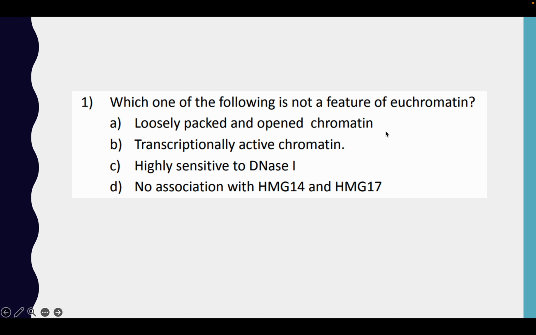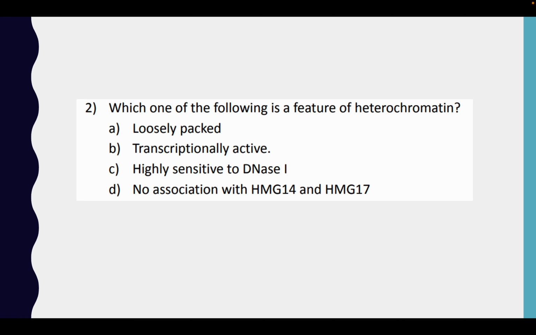So it is loosely packed and open chromatin, it is correct. It is transcriptionally active, it is also correct. It is highly sensitive to DNase 1, it is also correct. And what is not a feature of euchromatin is that it has an association with HMG 14 and 17. So this is an incorrect statement. Okay. Moving on to question number 2.